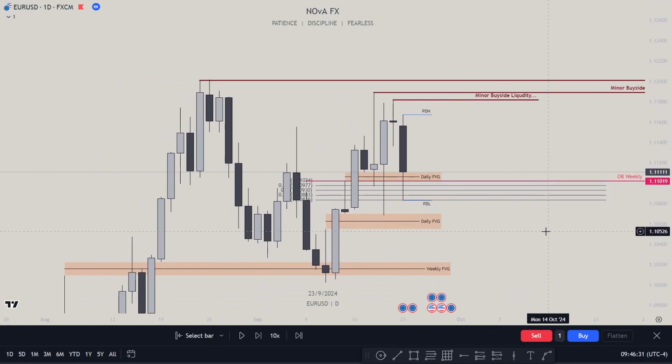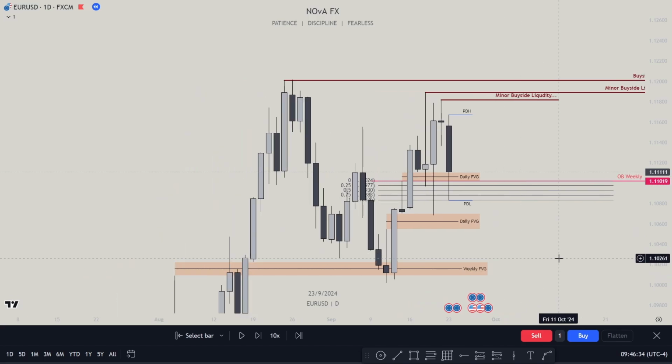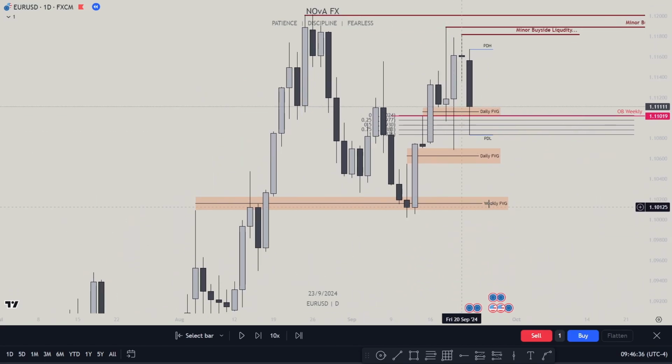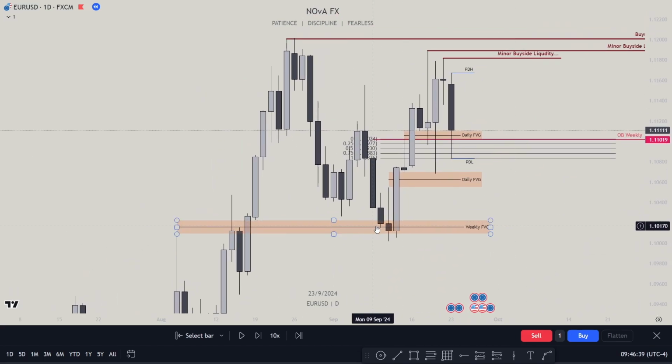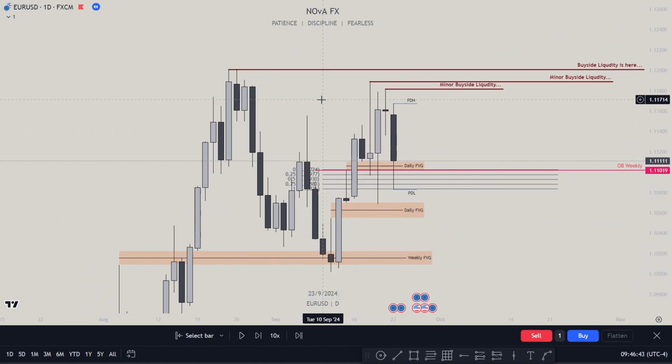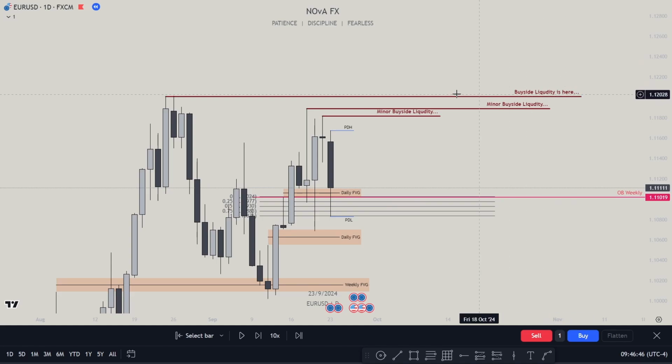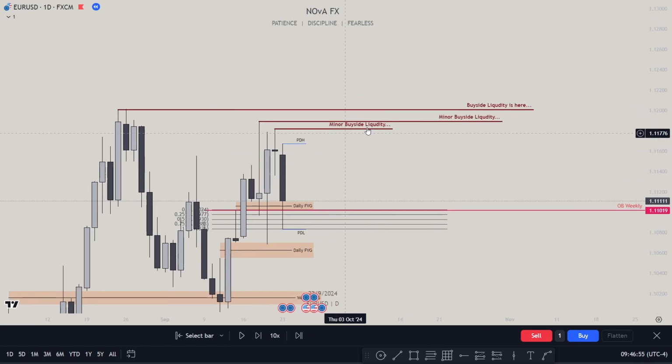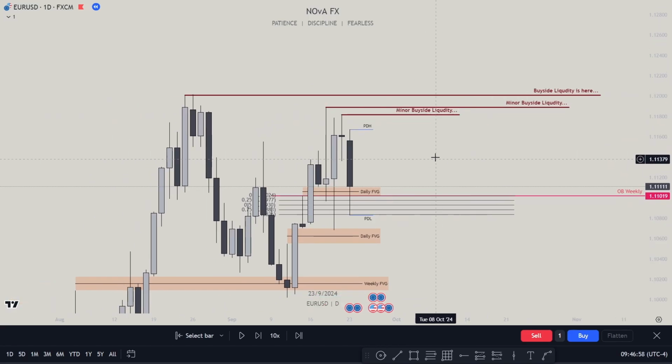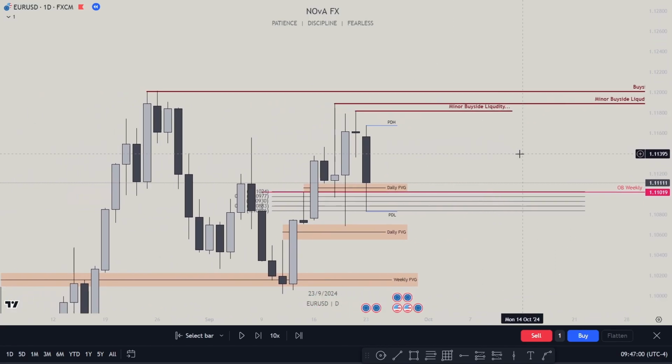As we saw in the weekly, the price took this weekly FVG, so it's taking the internal liquidity and it's going to get the exterior liquidity, which is resting above here. We can see that this is a low resistance liquidity run, so price is going to shoot up. All right, that's pretty much it for the daily time frame. Let's go to lower time frames for further price action.